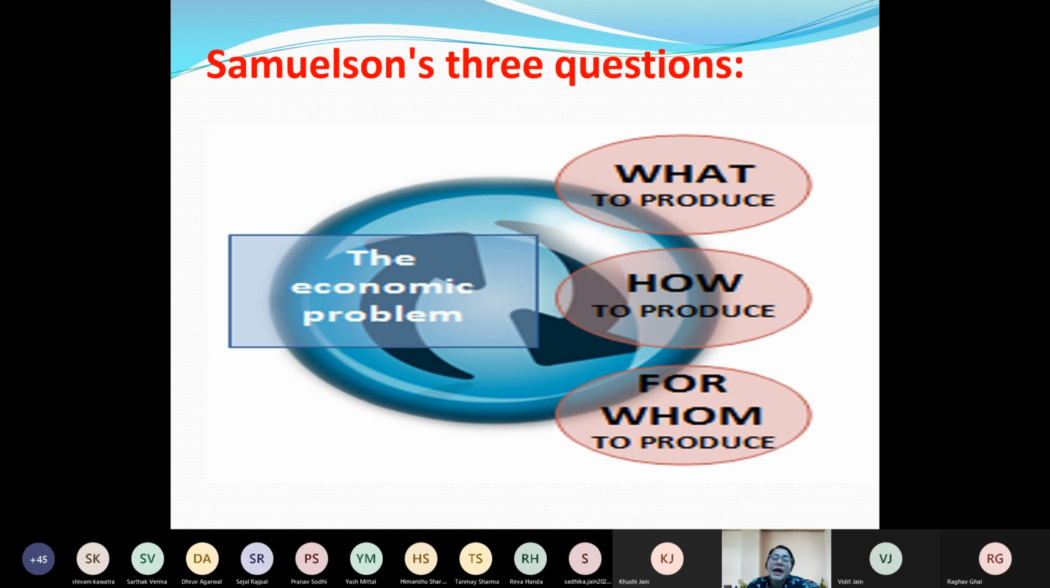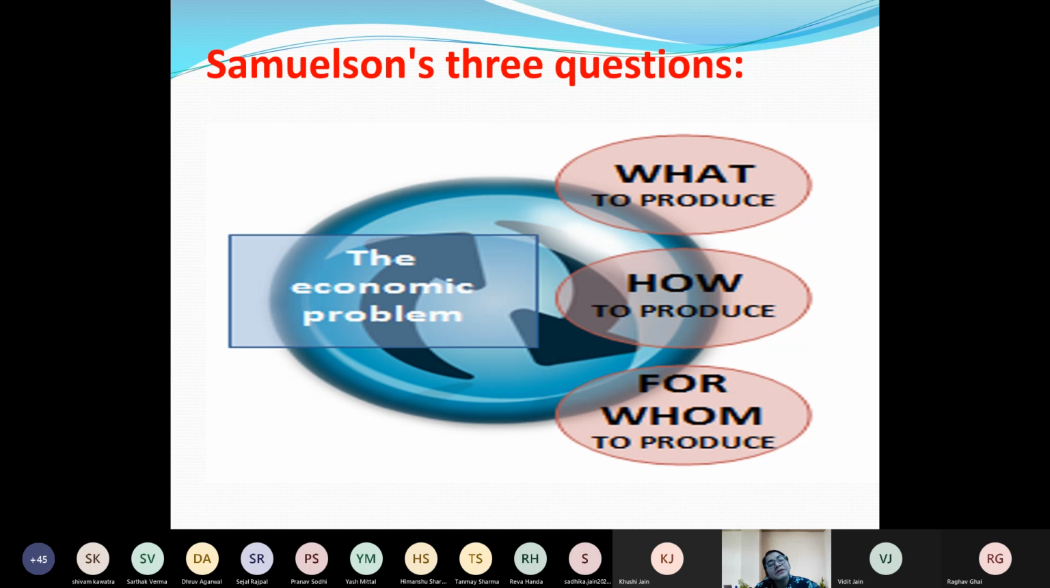Then Samuelson made his own study that economics is a study of economic problems of a nation. So for an economy, for a nation, there are various economic problems. What kind of problems are there? What to produce, how to produce, and for whom to produce. So when we say what to produce, right?